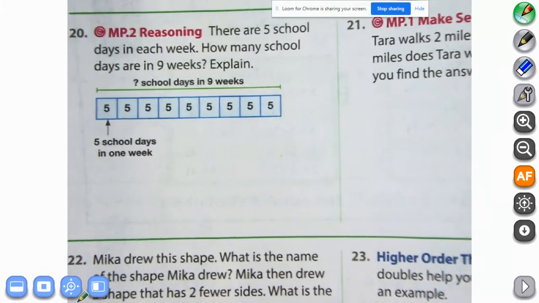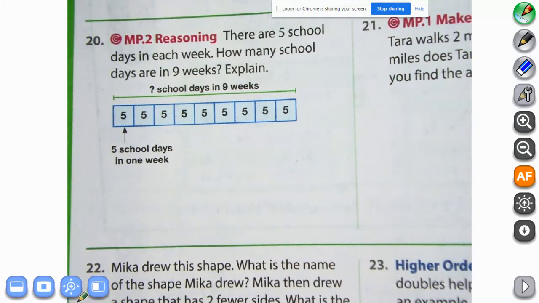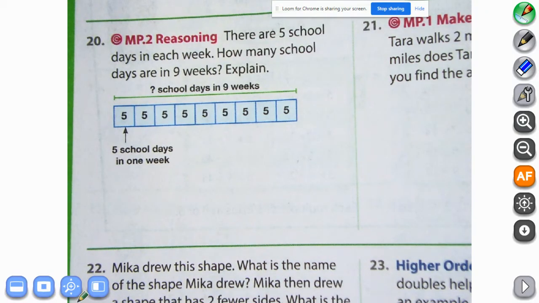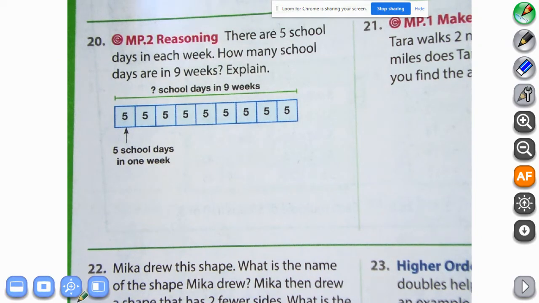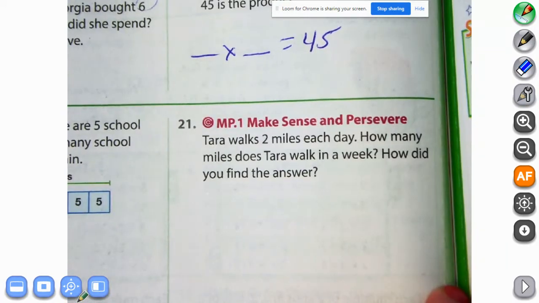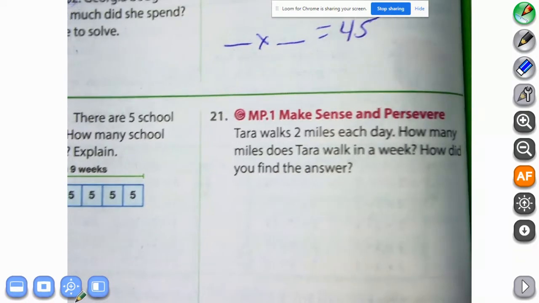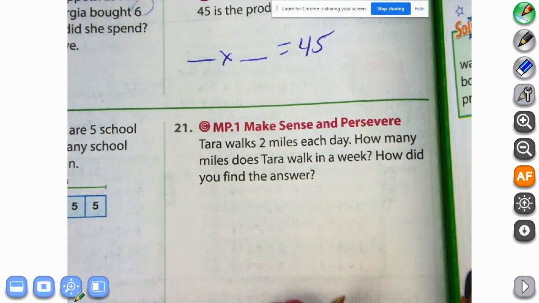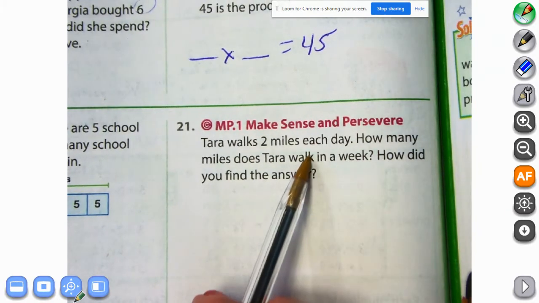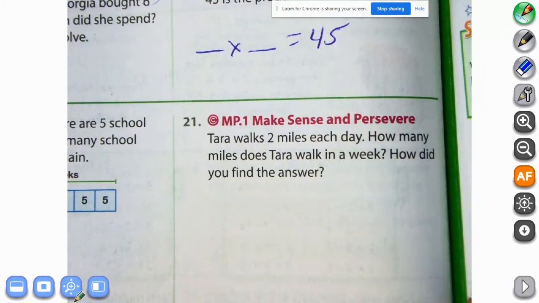Let's go to number 20. There are 5 school days in each week. Oh, I wish. There is virtual learning, though, isn't there? How many school days are in 9 weeks? So 9 groups of 5. I'm going to skip count and find the answer here. Number 21. Tara walks 2 miles each day. How many miles does Tara walk in a week? How did you find the answer? So think about how many days are in a week. So how far did she walk in a week? And you're going to write your answer below.